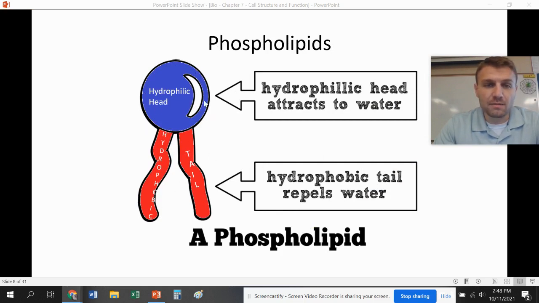They are what make up the membrane. There are 2 layers of them. I would also label it hydrophilic and hydrophobic. So these tails are hydrophobic. This head is hydrophilic.